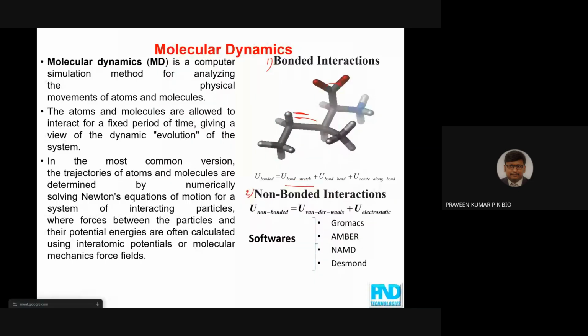That is before bending and after bending, you can calculate it. And this is rotational along the bond, so that is rotating along the torsion axis. So we can calculate the moment of inertia from this. The sum of these energies gives us the total bonded energy. And non-bonded energy can be calculated as the sum of the van der Waals energy and electrostatic energy. So the summation of bonded and non-bonded energy is the total energy of a protein.